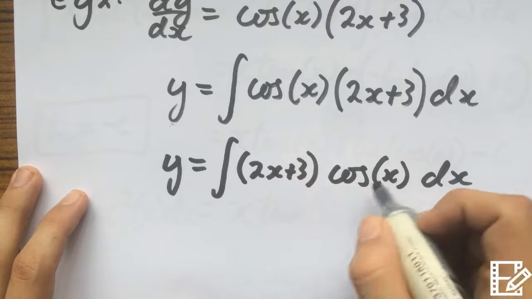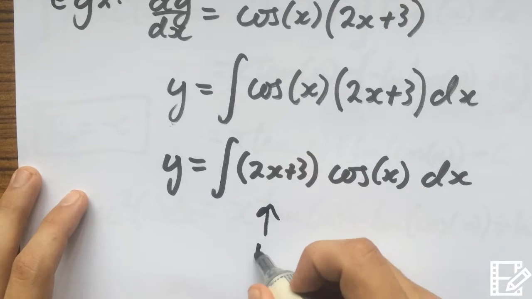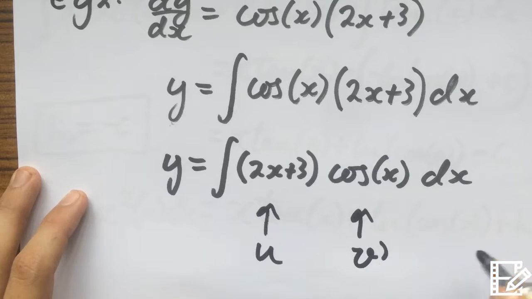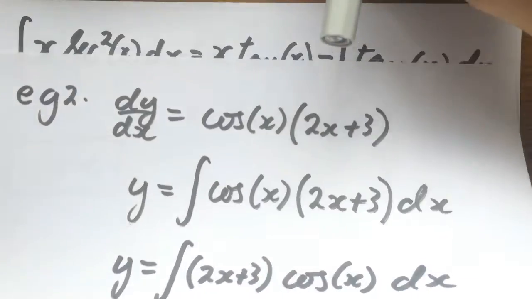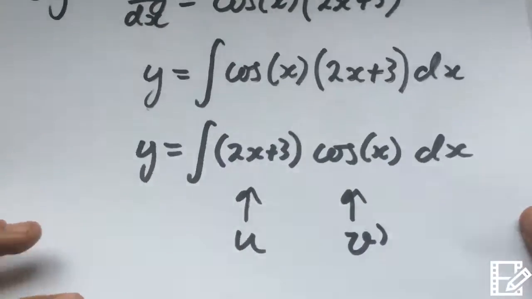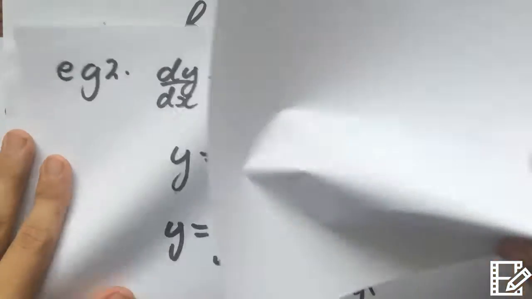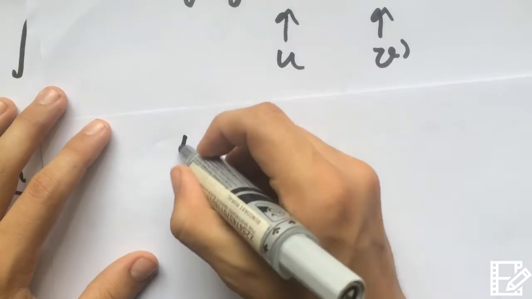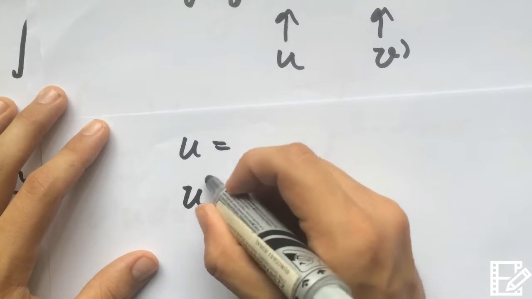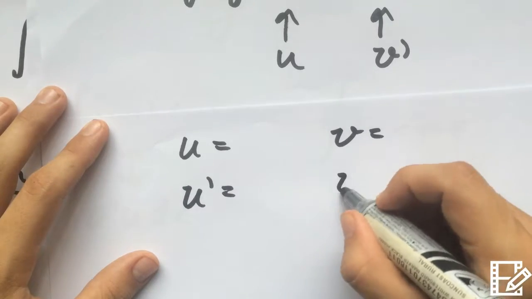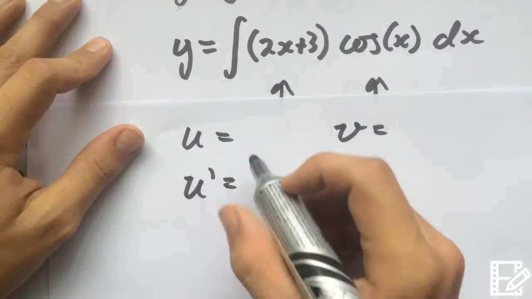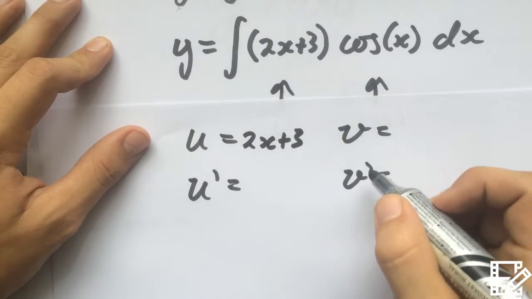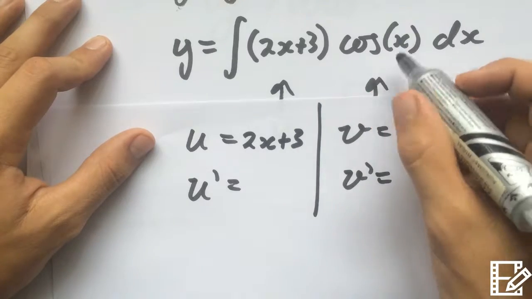Anyway, so we've got this. We're going to call this u and this v dash. That's been established. Now that we've got that out of the way, we're going to write down on a separate piece of paper our u, our u dash, our v, and our v dash. We've said u is 2x plus 3, and we've said v dash is cos x.